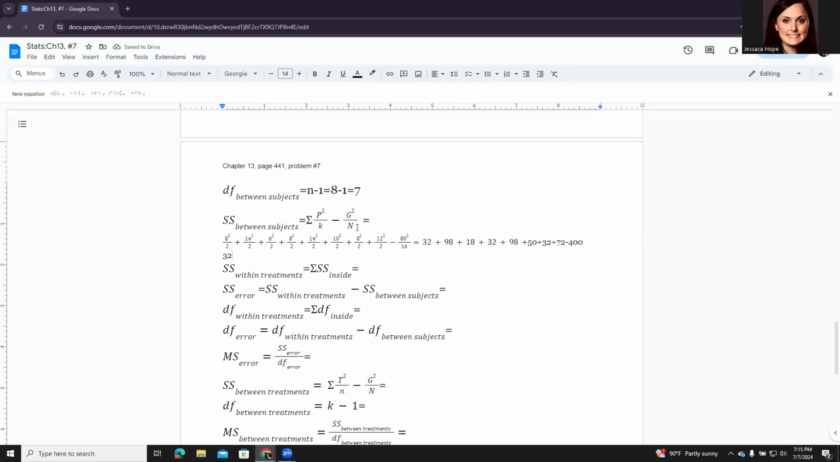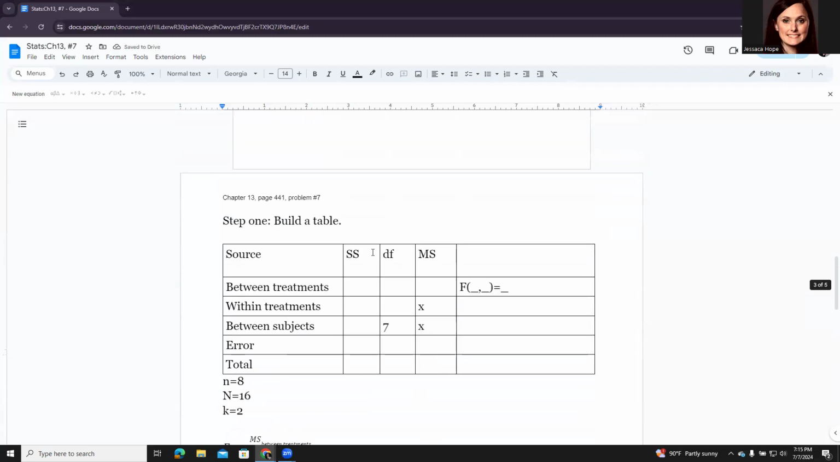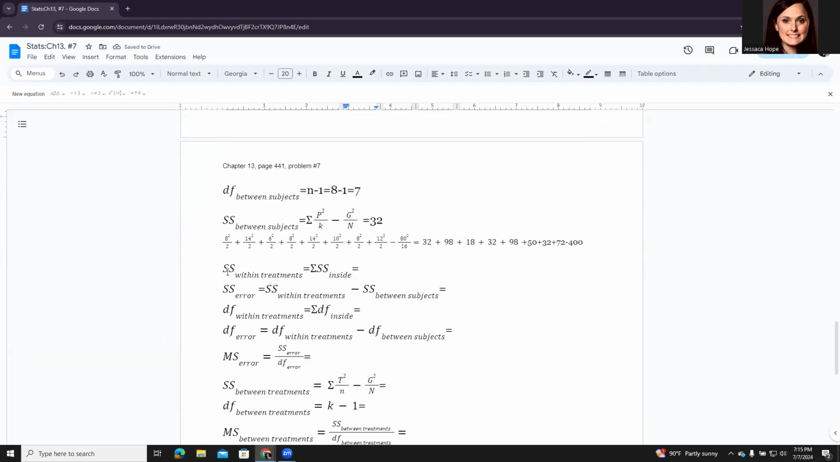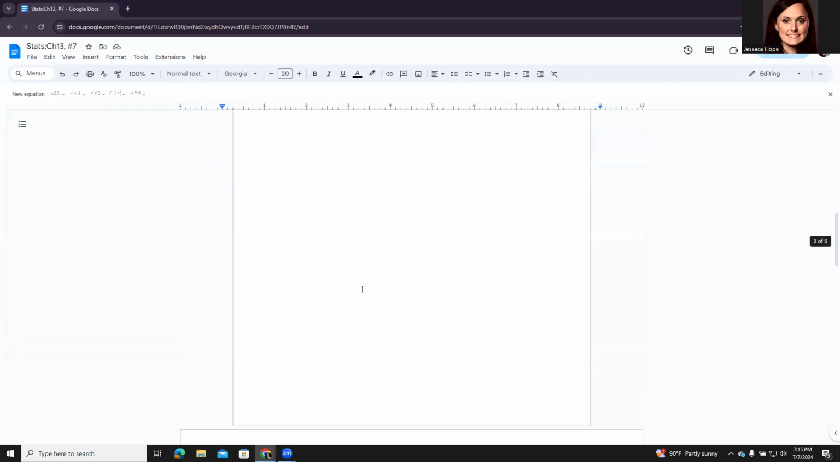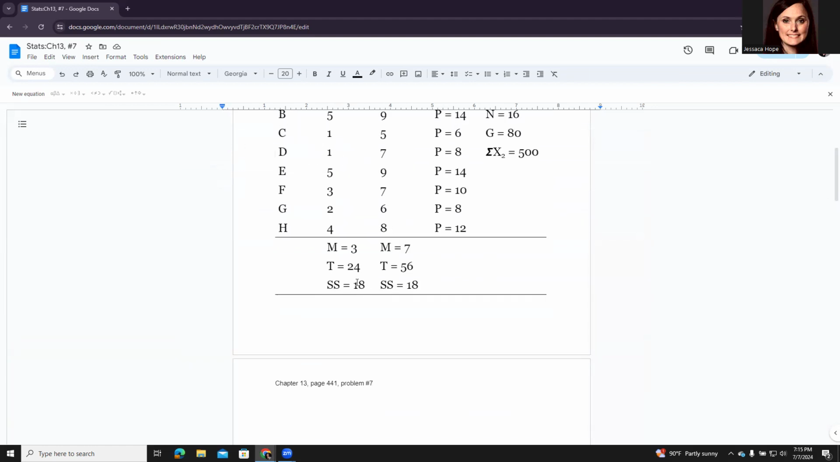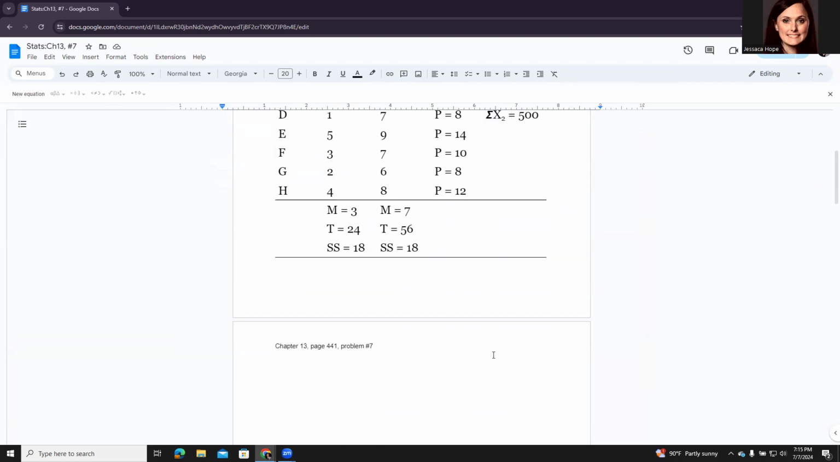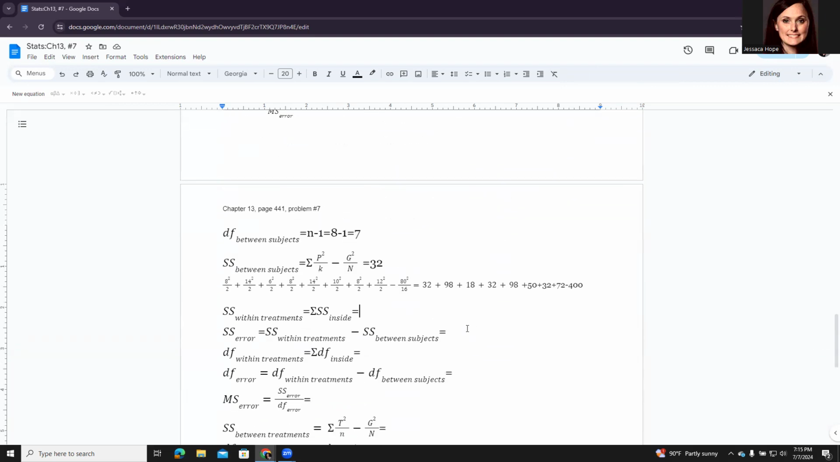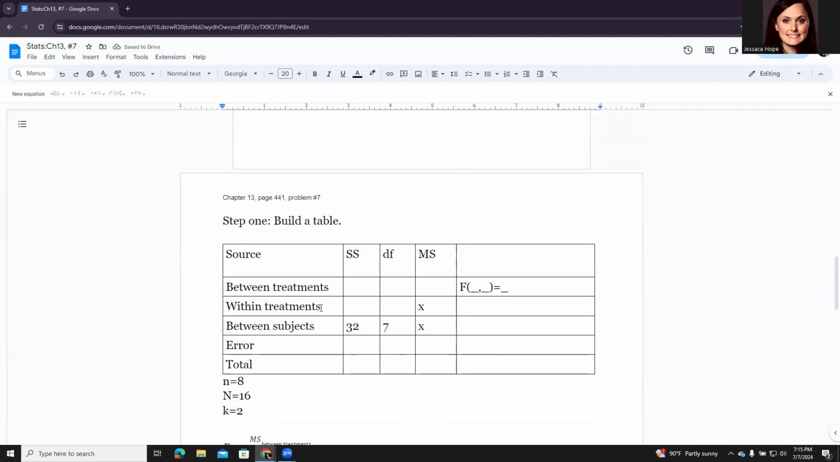So SS between subjects equals 32. So we're going to put that in the table. SS between subjects, not between treatments, between subjects is 32. So then I'm going to move on to sum of squares within treatments. That's just the summation of the sum of squares inside. And what that means is sum of squares inside the treatment. So the summation of this and this, 18 plus 18 is 36. SS within treatments is 36.